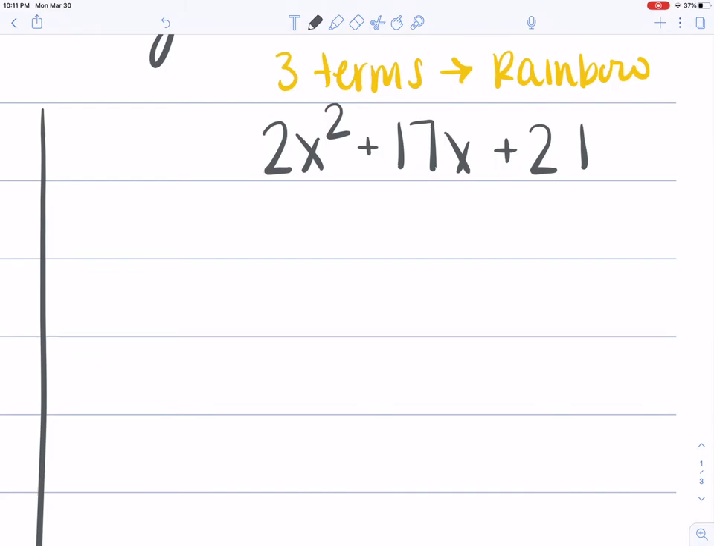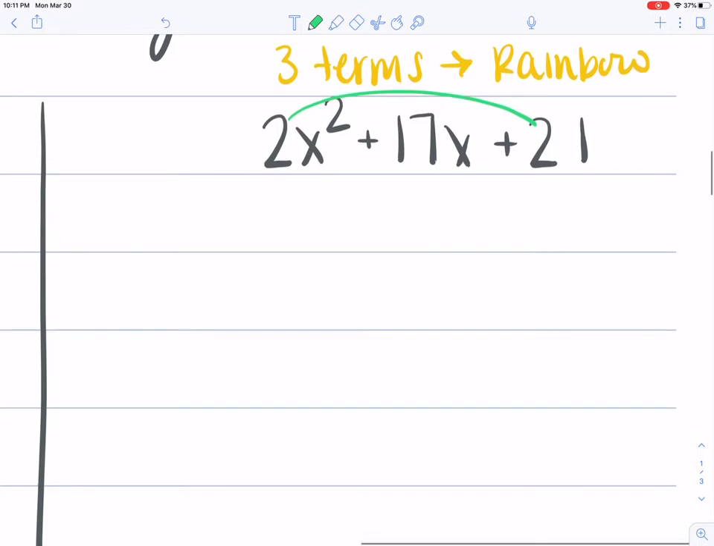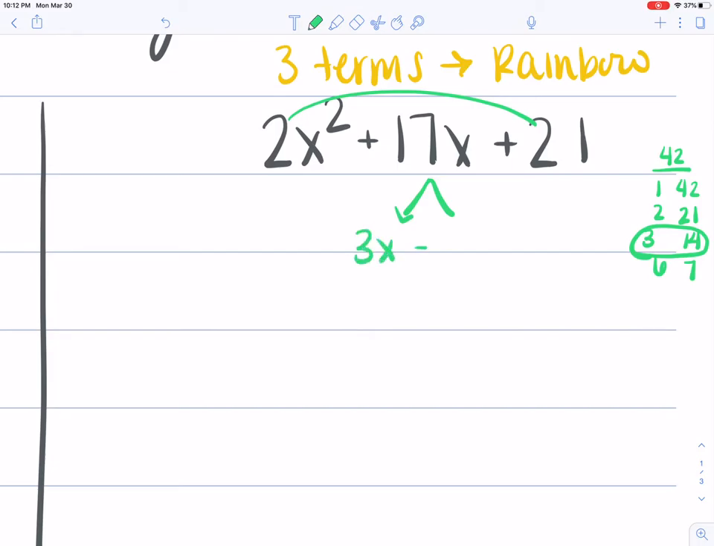Alright, my second example, 2x squared plus 17x plus 21. I've got 3 terms, no GCF, so I'm going to jump straight to rainbow method. 2 times 21 is going to give me 42, and my factors of 42 are 1 and 42, 2 and 21, 3 and 14, and 6 and 7. So which two of those will get me to 17? I can rewrite 17 as 3x plus 14x. Carry everything down.